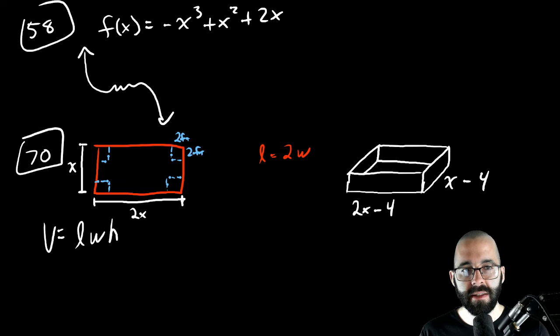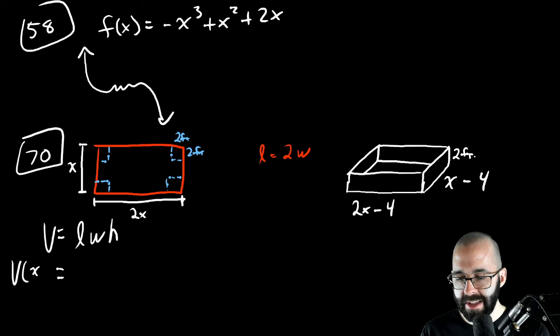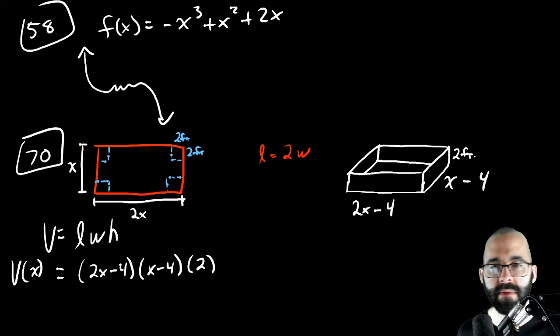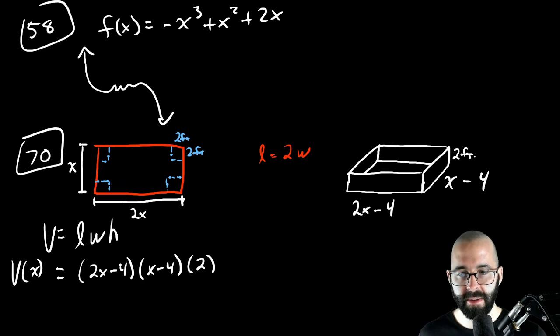What's the height of this box? Well, when we're folding it, this is the height. Right, we're folding it this way, we're folding it this way, we're folding it this way. Folding it on the blue boxes, the height is length 2 feet. We have the length, we have the width, we have the height. The volume is just all those multiplied together. Volume as a function of x is the length times the width times the height. This is the unsimplified answer.